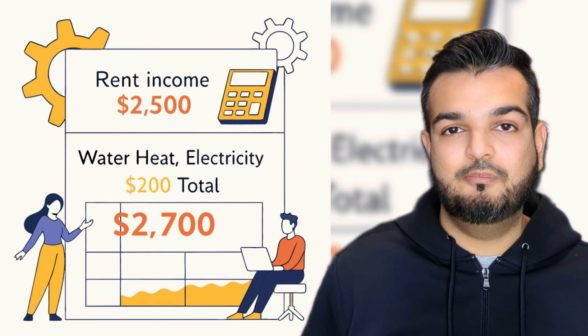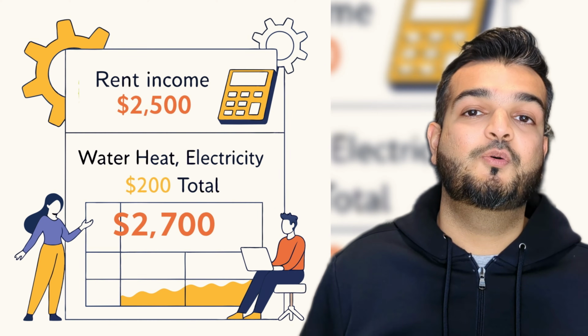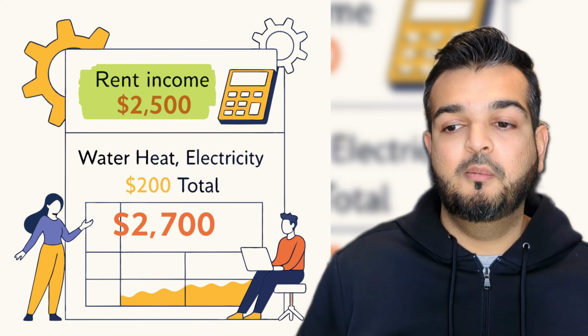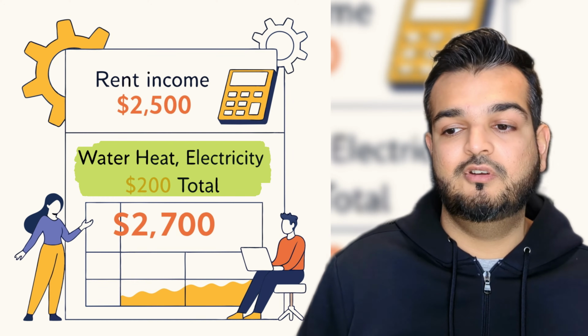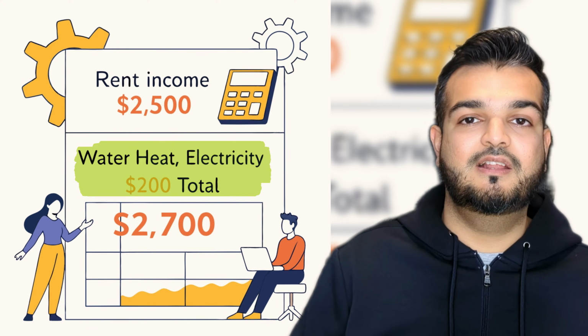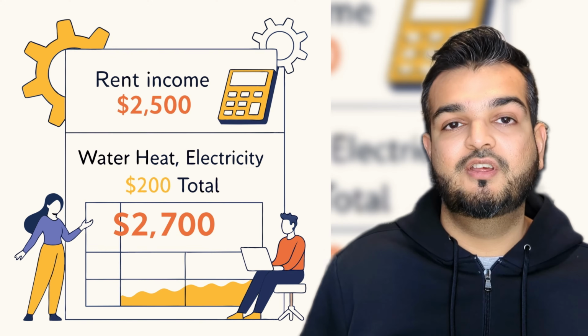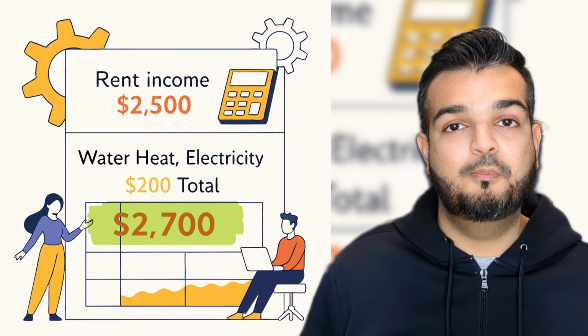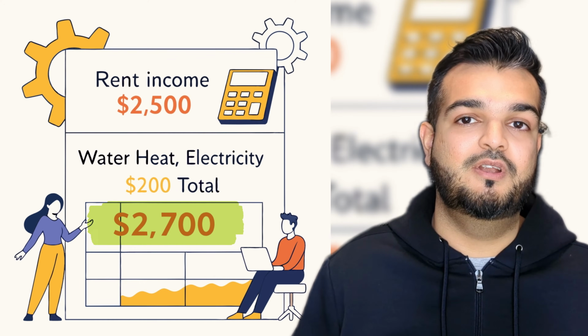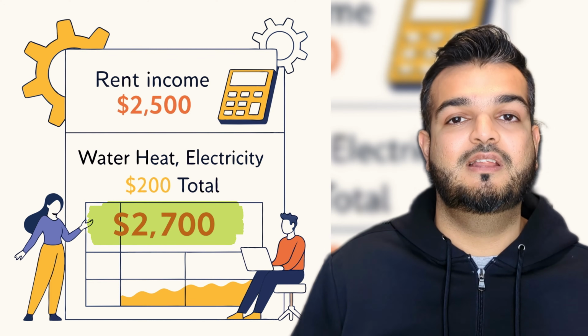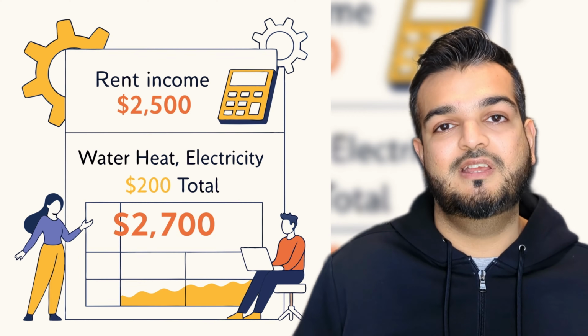Going back to this example, so far you've already collected $2,500 in rental income. But on top of that, let's say you decide to charge an extra $200 for utilities, which covers water, heat, and electricity. That means your total rental income per month from this condo is now $2,700. And that is the rental income that you are going to report to the CRA.